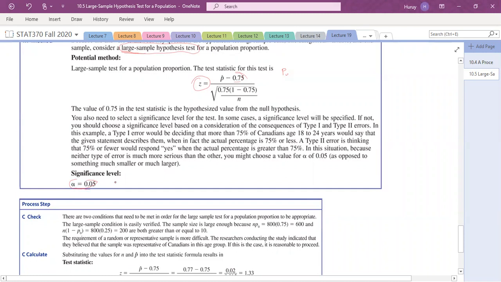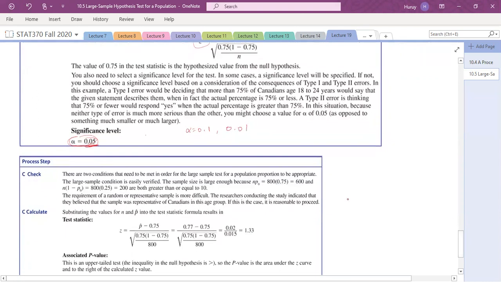if it is not given, remember this, we use alpha equals 0.05. Okay, if you don't see alpha or if it's not given in the problem, use alpha equals 0.05. And other common alpha values are alpha equals 0.1 and 0.01. So these are the three alpha levels which are very commonly used. All right.